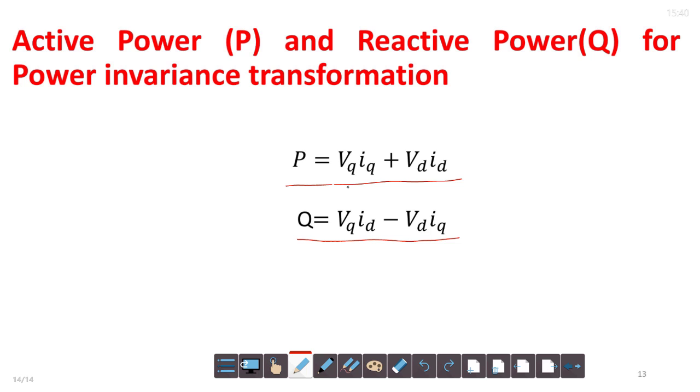The D axis winding has a voltage V d and carries current I d. So, power due to the D axis winding is V d into I d, voltage into current, because they are DC quantities. Another axis, in quadrature, is the q axis winding, which has voltage V q across it and carries current I q. So, power in the q axis winding is V q into I q because it is DC. Total power is V q I q plus V d I d, and reactive power, because it requires a cross multiplication, is D axis current into q axis voltage minus D axis voltage into q axis current.